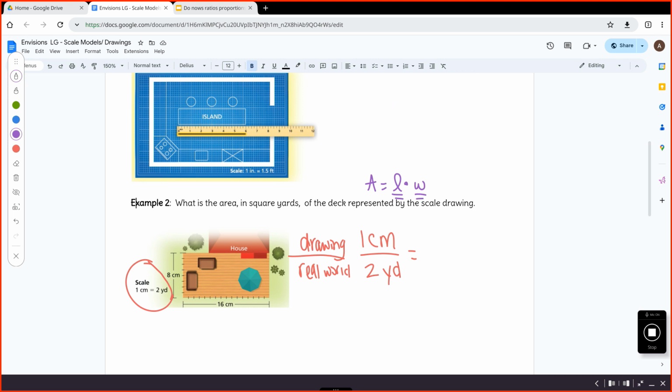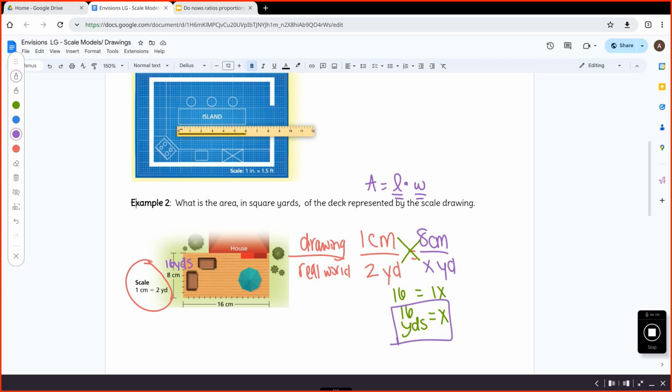We're given them in the drawings. Here our length is 8 centimeters, so let's start with that. 8 centimeters over x yards. We now have a proportion which we know how to solve. 1 times x is 1x. 8 times 2 is 16. So we have 16 yards is equal to x. So really, this 8 centimeters is actually 16 yards in the real world.